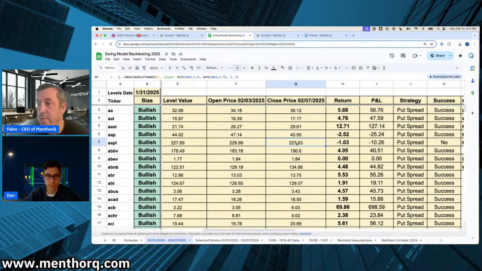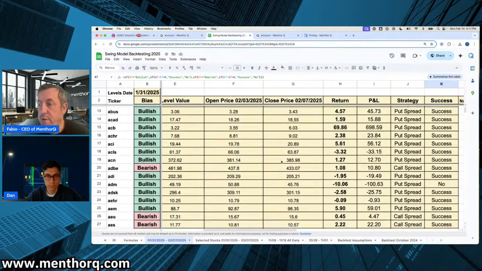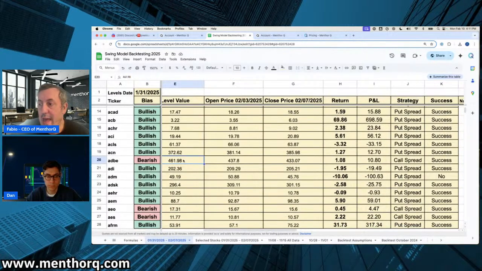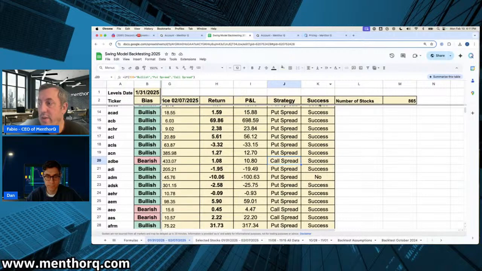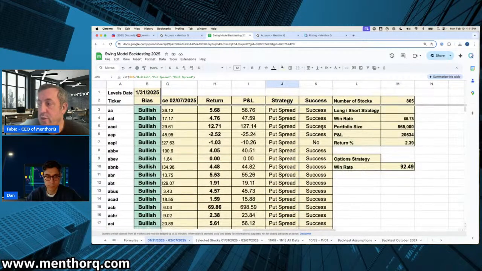So in this case, if we take Apple, we closed at 227.63. Our lower band was 227.89. Our put spread in this case would have not been successful. If we look at the upper band, let's look at Adobe. Our level is 461.98. We closed way below that, so we closed at 433.07. So we had a successful, in this case, credit spread, right? By summing all these successes and non-successes, we come up with our win rate, which is basically 92.49%.